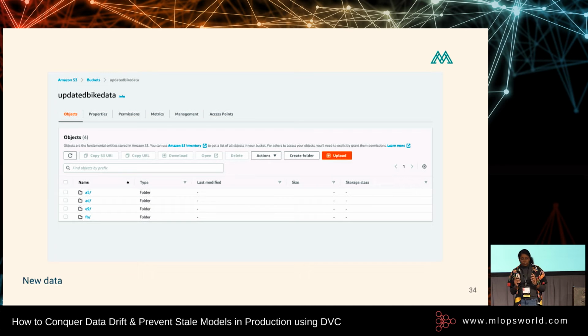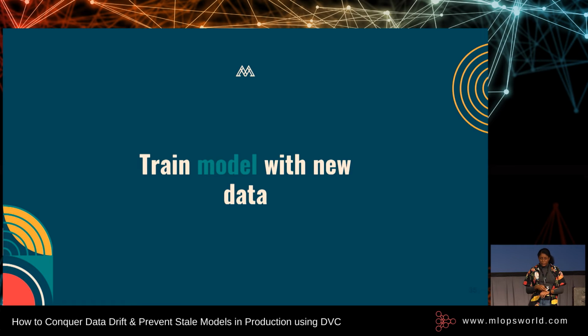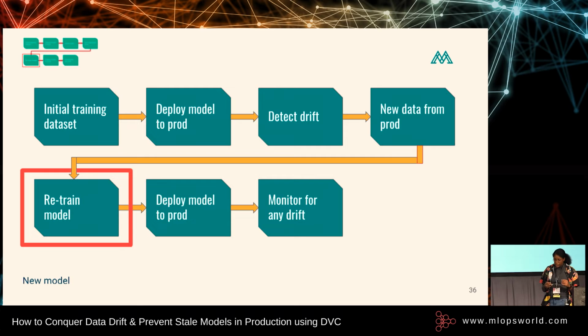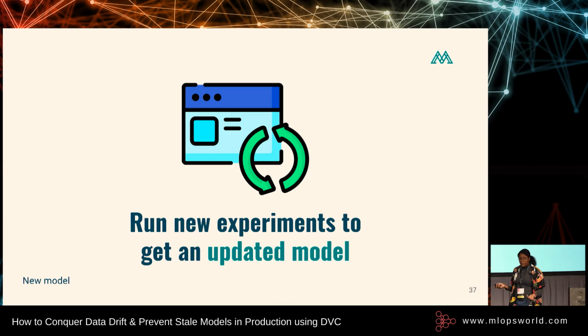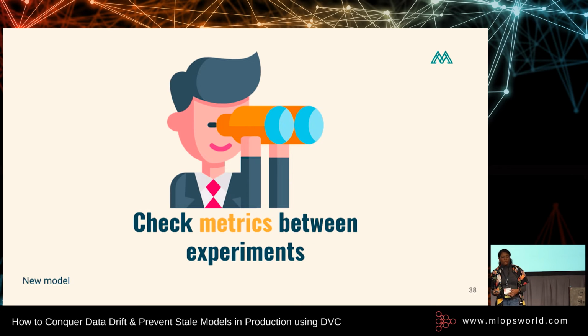So in this case, maybe somebody on the data team has uploaded a new CSV, or they've given us access to some other data resources. But this is just what that might look like in a cloud environment. But now that we have this data, we're going to retrain the model, right? So we're going to run new experiments to get updated models. We're going to check the metrics between these experiments, just like we did before. And maybe you can see where some of that automation might start to come in.